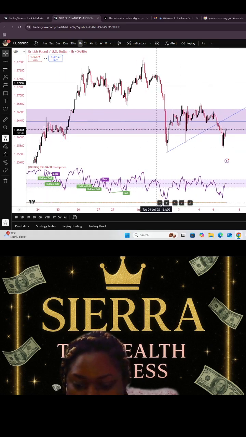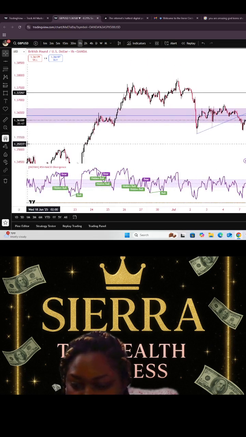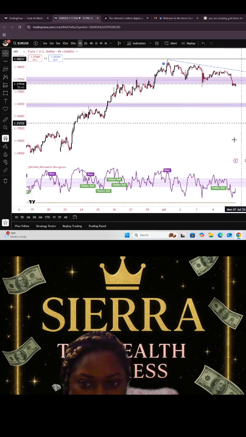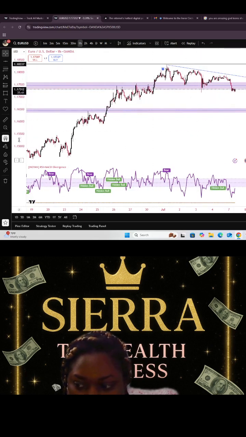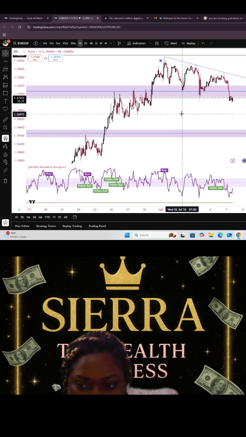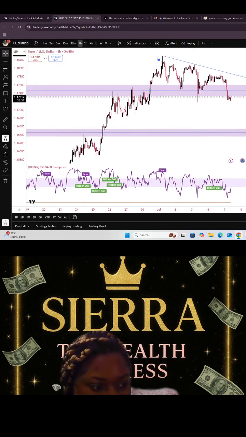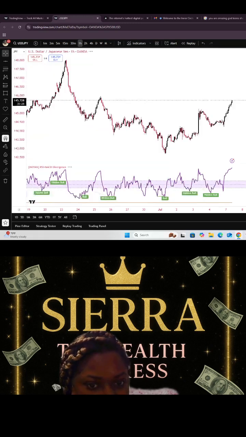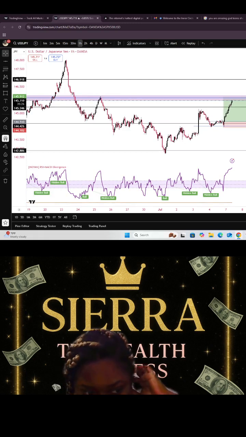GU, I was looking for a buy on GU. Still looking for a buy on GU. But because I found out that EU never had a retracement, GU is going to probably come down a little bit further. GJ just hit TP. I missed EJ. UJ is almost at TP.